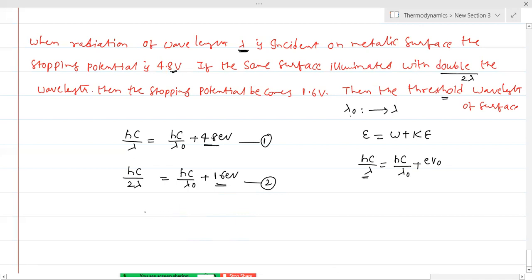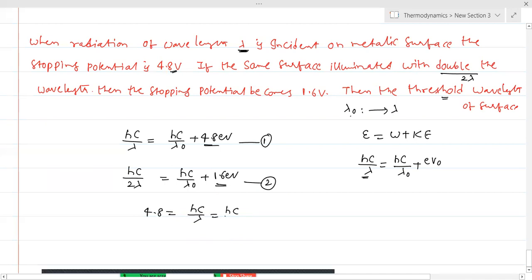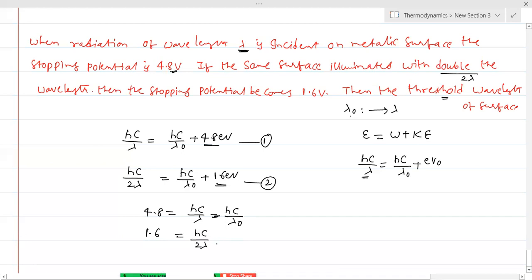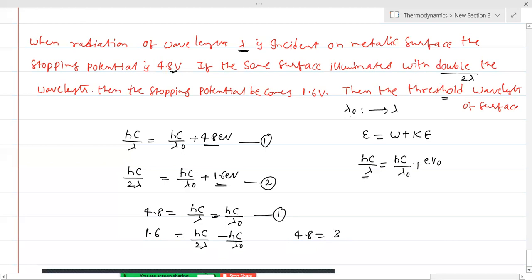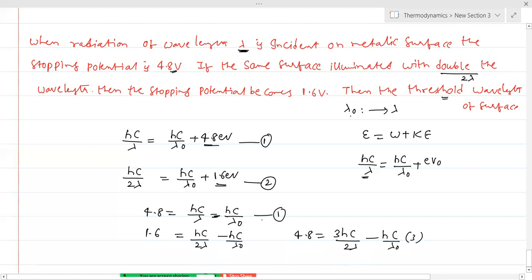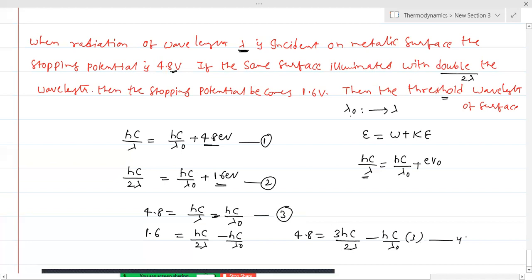4.8 is equivalent to hc by lambda minus hc by lambda naught. And we are taking 1.6 is equivalent to hc by 2 lambda minus hc by lambda naught. So this is equation 1. We are multiplying with 3: 4.8 is equivalent to 3 into hc by 2 lambda minus 3 hc by lambda naught. This is equation number 3 and this is equation number 4.